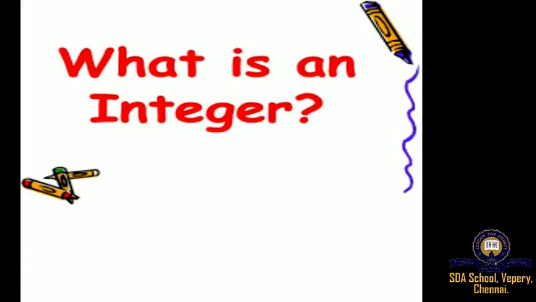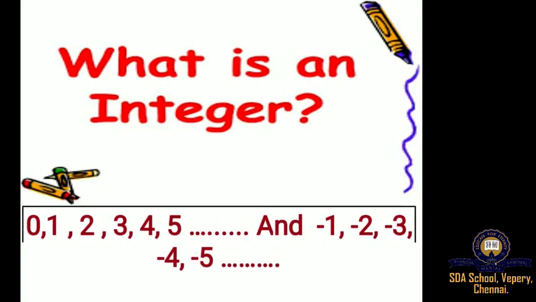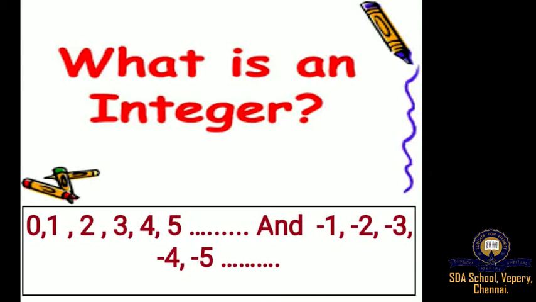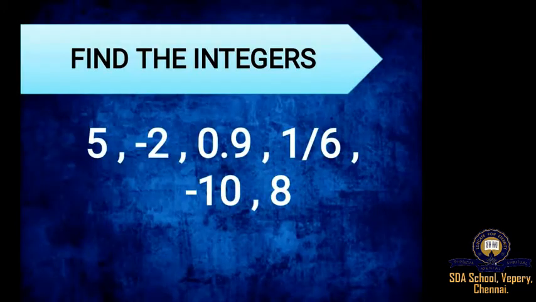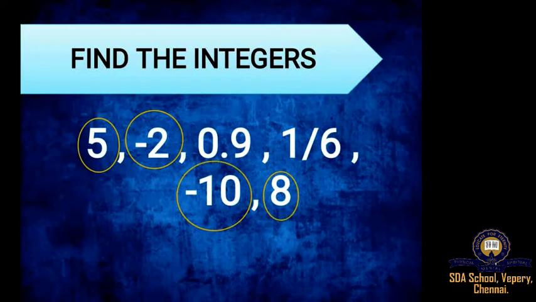What is an integer? Yes, 0, 1, 2, 3, 4, 5, and so on, and the negatives -1, -2, -3, -4, -5, and so on, together are called integers, right? Can you find the integers from the set of numbers? Yes, -2, 5, -10, 8 are the integers.